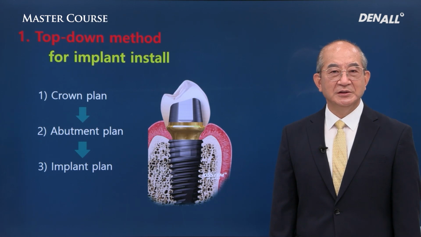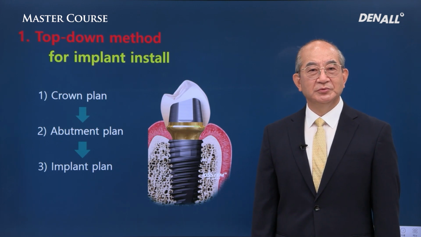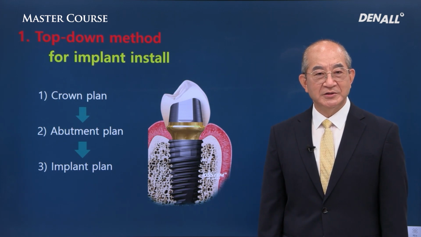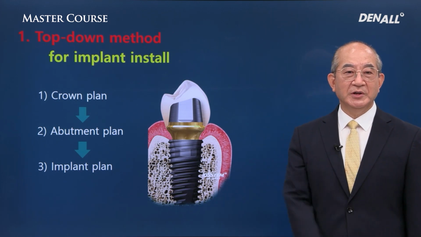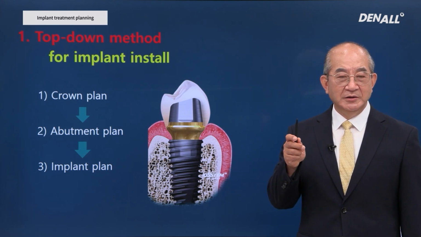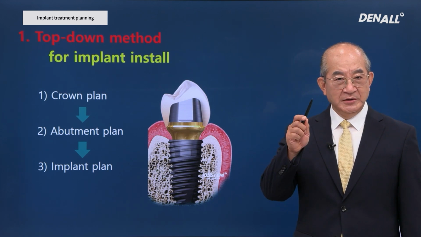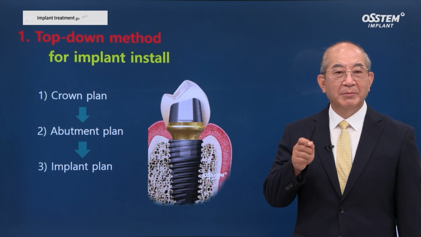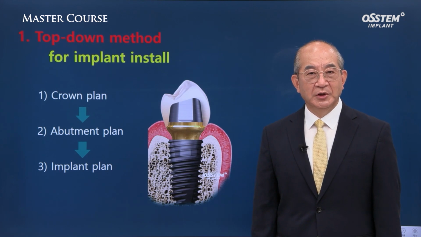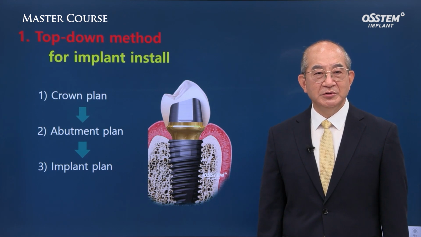In this case, in order to plan for implant placement in posterior missing area number 36, first you need to think about the crown, which goes on the very top. Second, if you have decided upon the prosthesis, then you need to think about the size and angle of the abutment which connects implant and crown. After that, you need to think about which diameter and length implant you're going to use.